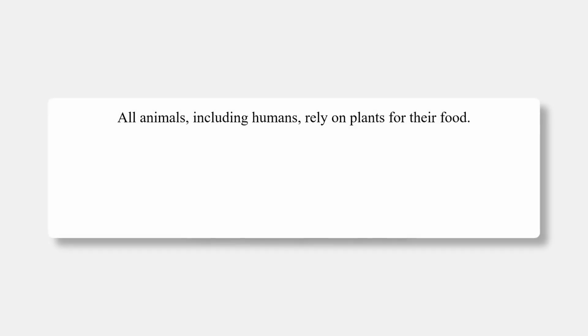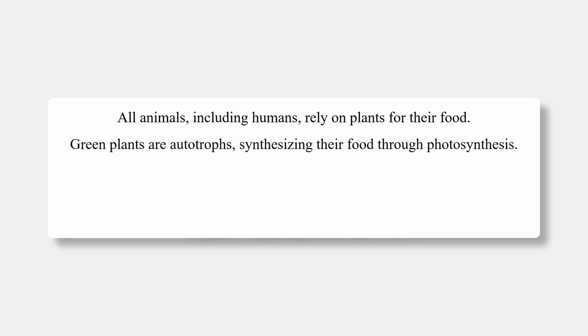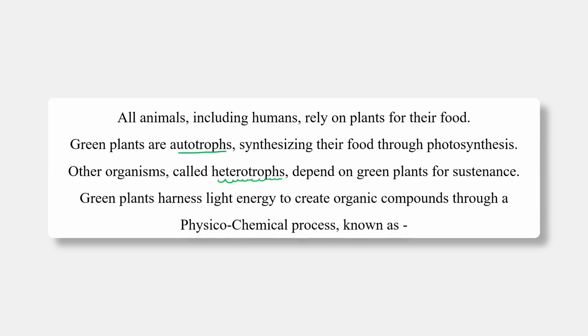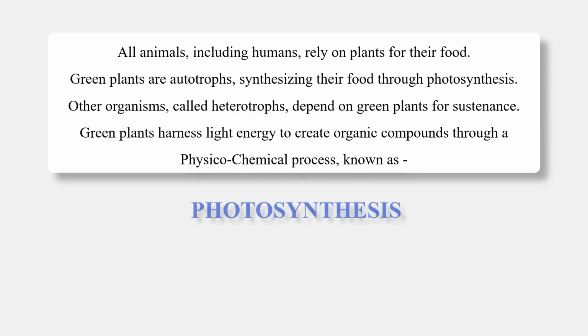So, as you know, all animals, including humans, rely on plants for their food, right? Why? Because green plants are autotrophs, they are able to synthesize their own food through a process known as photosynthesis. Other organisms are called heterotrophs because they are dependent on green plants for their food need, for their survival. And green plants utilize the light energy of sunlight and create organic compounds through a physico-chemical process which is known as photosynthesis, right?